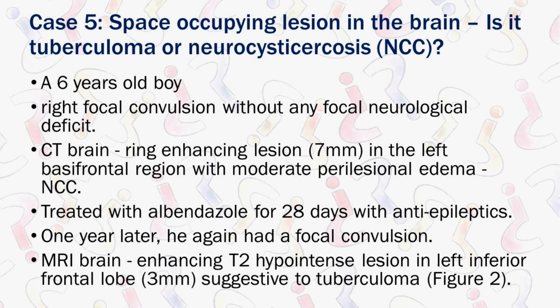Now you have a 6-year-old boy, you find focal convulsion, you do a CT, you find a ring enhancing lesion. The radiologist tells you it's NCC. You give albendazole for 28 days with anti-epileptics. 1 year later, he again has a convulsion. Again you do an MRI, again you find something. And now the radiologist says it's tuberculoma.